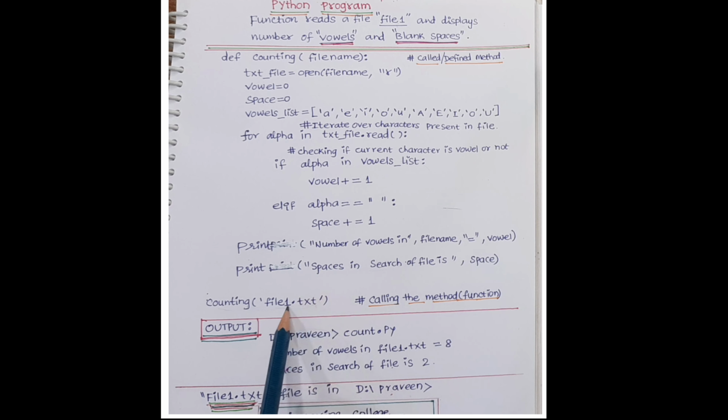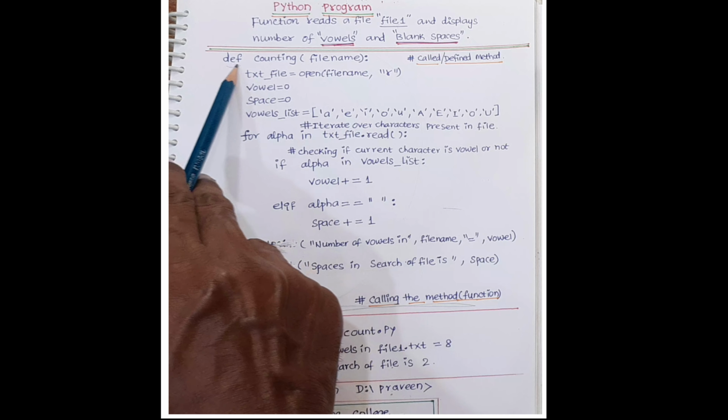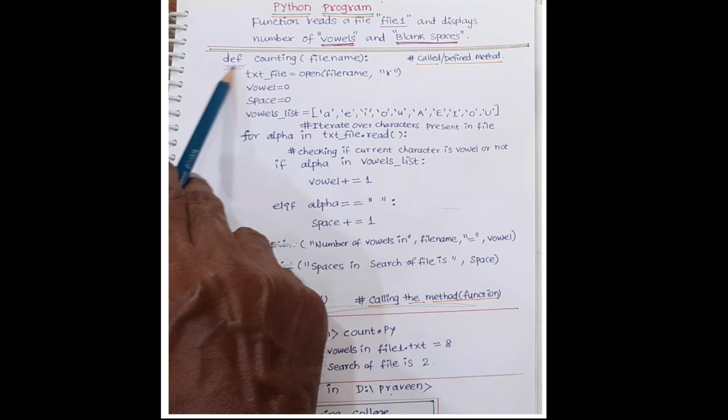I passed the file name as an argument or parameter. So file1.txt I passed in this method, in this function. This is the main method, and up to here our program is there. Whenever we call this method, our control goes to the defined method, the called method.